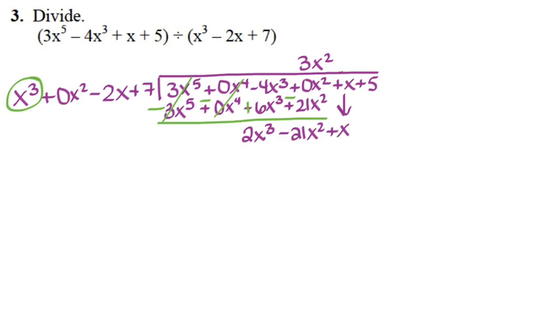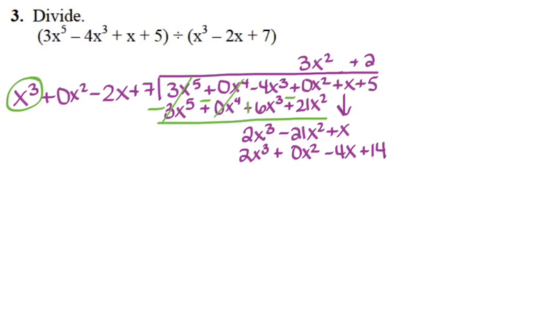term. So plus x. And then the process repeats itself, so what times x cubed gives me 2x cubed? That's 2. So plus 2. I'm going to multiply all four of these terms by 2. So that's 2x cubed plus 0x squared minus 4x, and then 2 times 7 is 14.